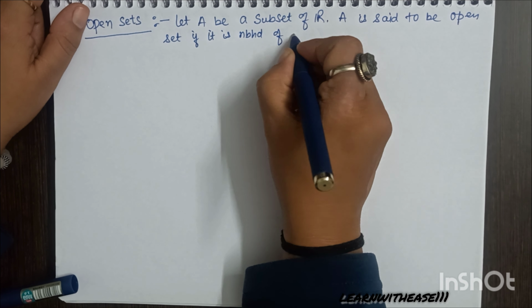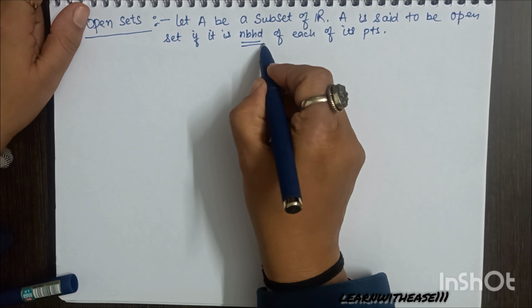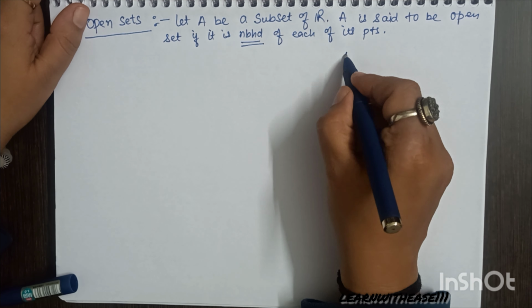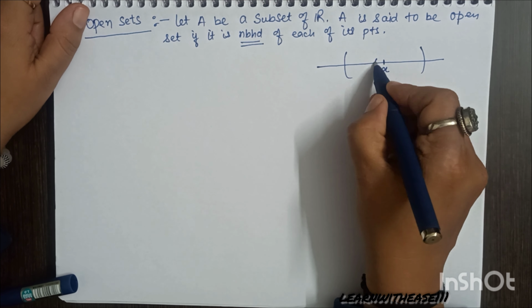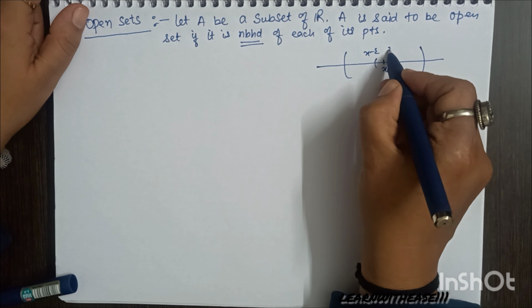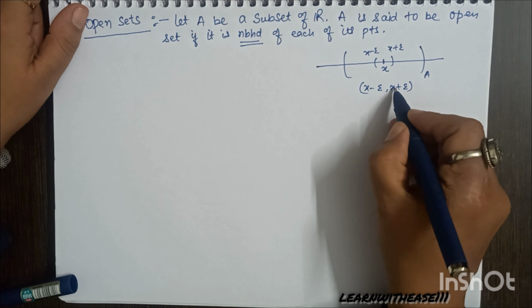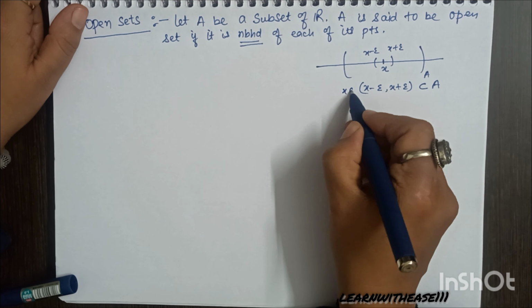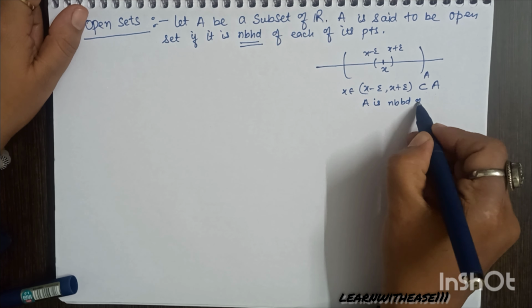Neighborhood I have discussed in the previous lecture. You can check the lecture on neighborhoods in the Topology of Real Numbers playlist. A set is a neighborhood of a point if an open interval containing that point is contained in that set. The open interval (x minus epsilon, x plus epsilon) should be a subset of A if A is a neighborhood of x.